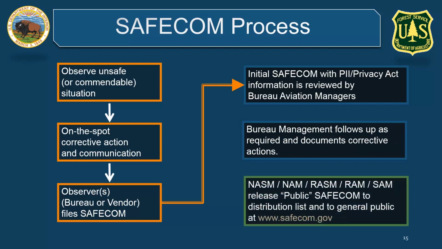The form is routed, so Bureau Aviation managers review the information and they remove any personally identifiable information or any Privacy Act information. Bureau managers follow up and put in the required actions or document the corrective actions, and then the owners of those reports, the Bureau National Aviation managers or those designated to do so, can release that information as public for all to see.